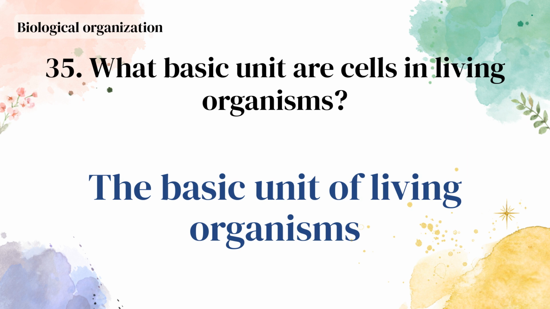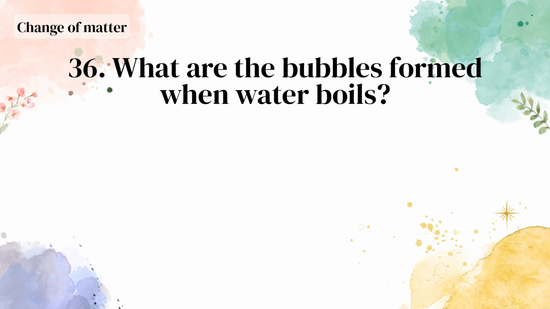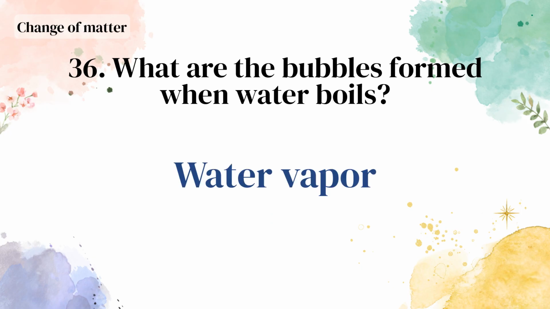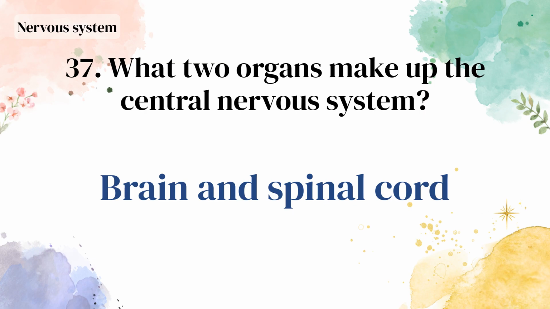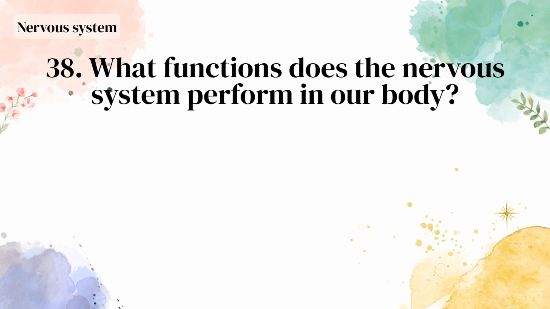The basic unit of living organisms. What are the bubbles formed when water boils? Water vapor. What two organs make up the central nervous system? Brain and spinal cord. What functions does the nervous system perform in our body?